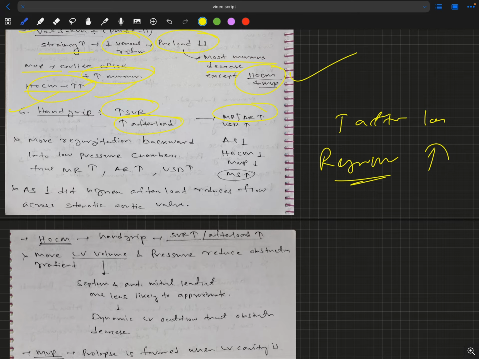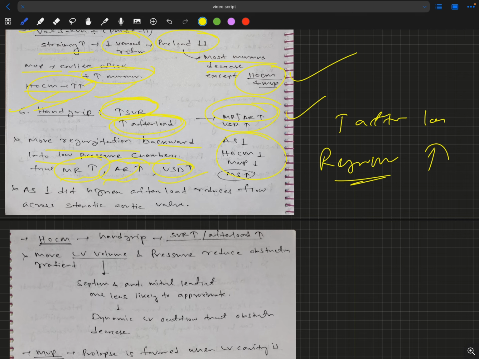So the murmur intensity will increase in mitral regurgitation, aortic regurgitation and VSD if the systemic vascular resistance or the afterload is increasing. So in the case of hand grip, systemic vascular resistance increases, afterload increases, and all the regurgitant murmurs will have increased intensity. So more regurgitation backward into the low pressure chambers. In MR, the murmur intensity will increase. In AR, the murmur intensity will increase with hand grip, and in VSD also the murmur intensity will increase with hand grip.